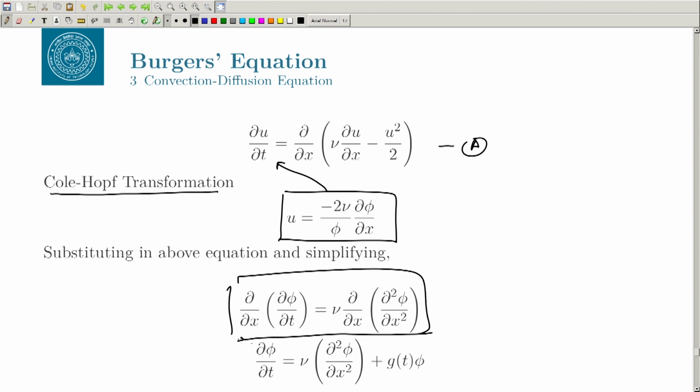Okay. So, you have this del by del x term on both sides, and the solution of that will be phi t is equal to nu phi x x, plus you can have some function. Okay. You can again use another transformation, and you can write it completely in the form of the heat equation. I will not go into the details.